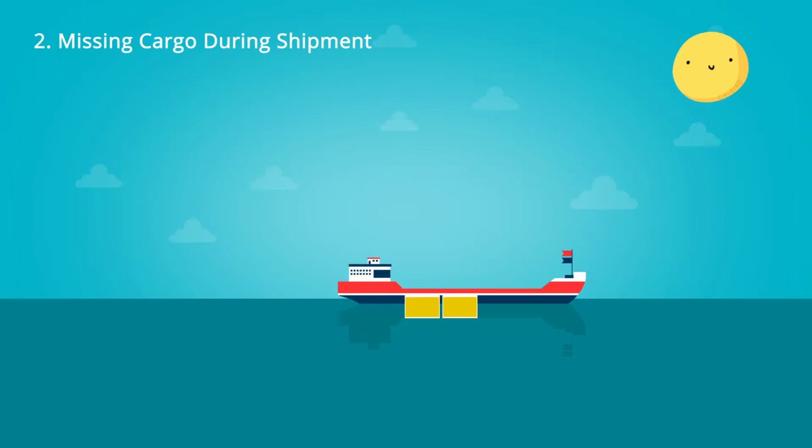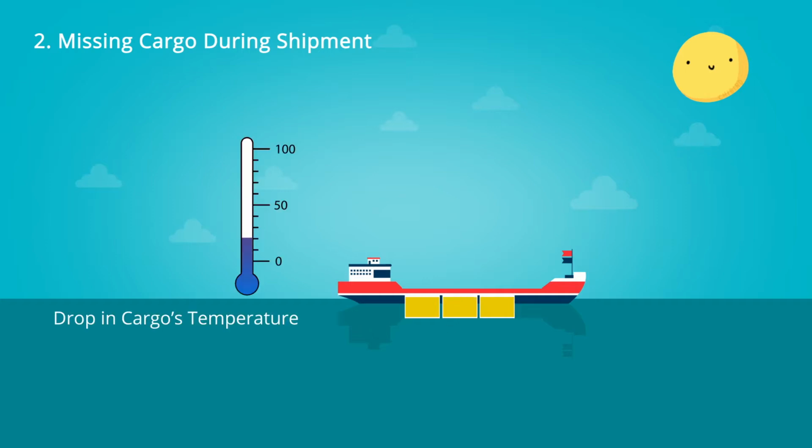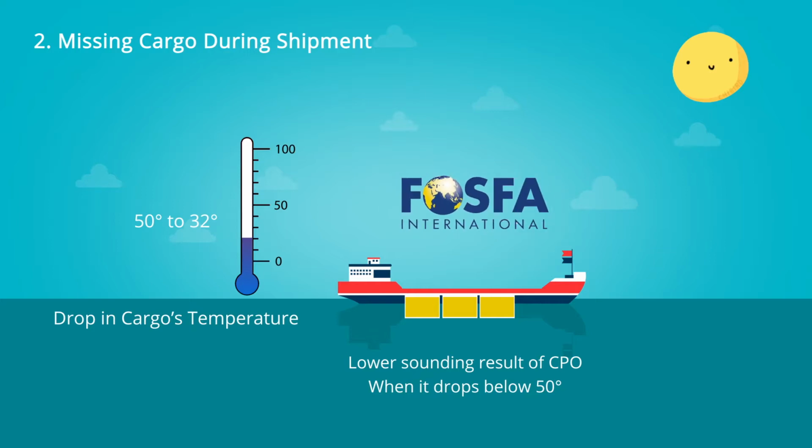Usually, we can identify both of these scenarios when one of the ship tanks has lost more cargo than the rest. Cargo loss during shipment can also be caused by a drop in temperature of the cargo, which occurs during a long voyage. It can drop from 50 to 32 degrees. It's common to get lower sounding results of CPO when it drops below 50 degrees, which is the recommended CPO sounding temperature according to the PHOSPHA heating instruction. Usually, the loss of cargo will be even amongst all of the ship's tanks. This issue is not serious since the cargo can often be recovered when reheated to 50 degrees.